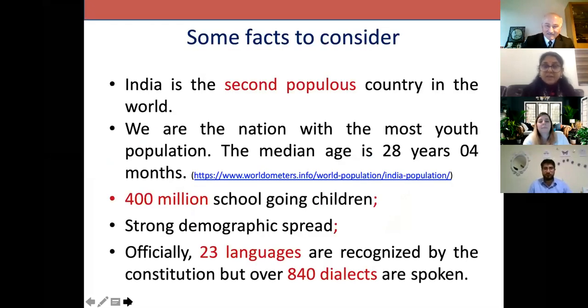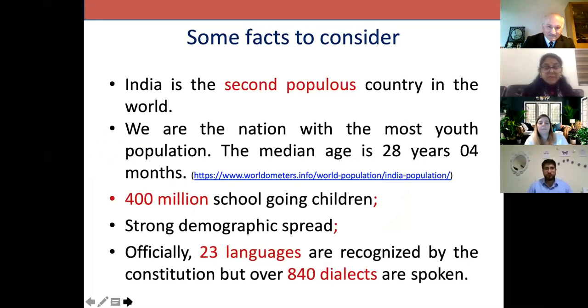There are some facts to consider. India is the second most populous country in the world. We are the nation with the most youth population. The median age of the country presently is 28 years and 4 months. We have approximately 400 million school going children in the classrooms.